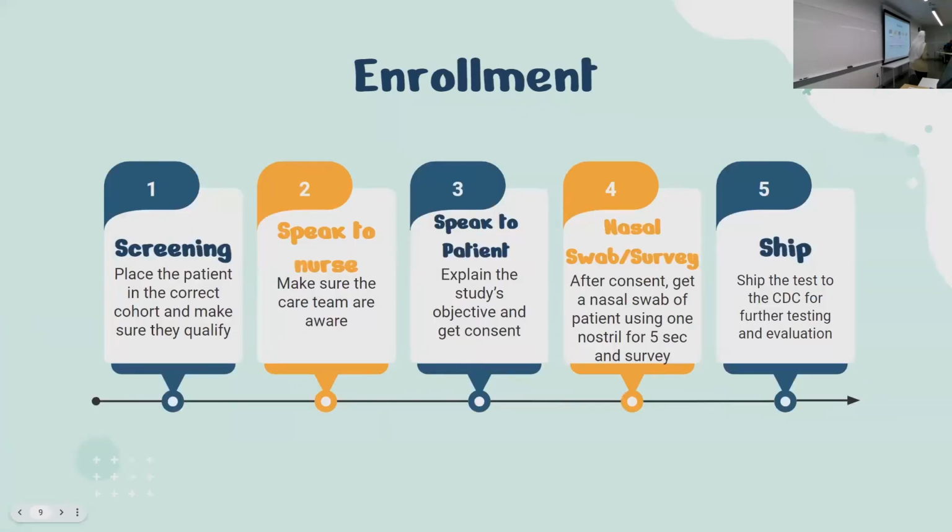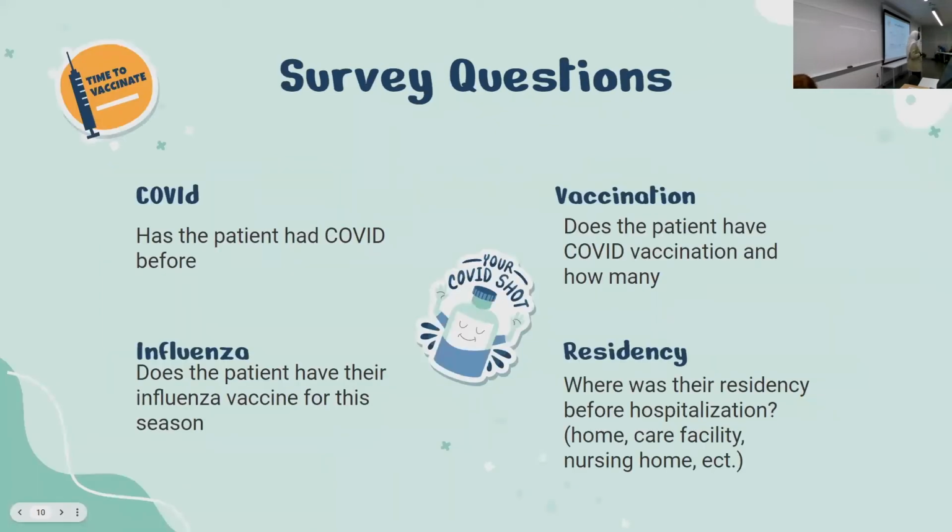After doing our screening, we would speak to the nurses, let the care team know about what we're doing, get consent from the patient, and explain our study objective. Then we would do a nasal swab and survey and ship this specimen to CDC and Vanderbilt. They did the analysis and then sent the results back. Our survey questions included things that we couldn't necessarily find in the medical history: if the patient had COVID before, if they have a COVID vaccination and how many doses. We also looked at if the person has their influenza vaccine for this year, because part of the study was looking at influenza, but it focused on COVID for my presentation, and then their residency before hospitalization, if they were at home, at a care facility, and so on.